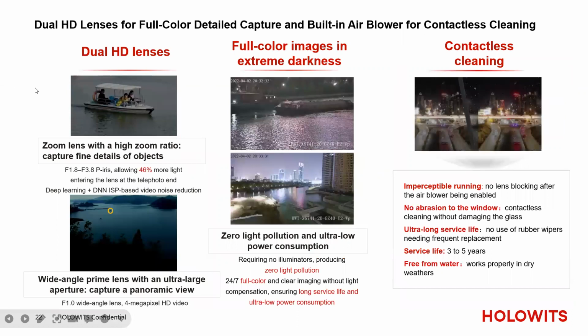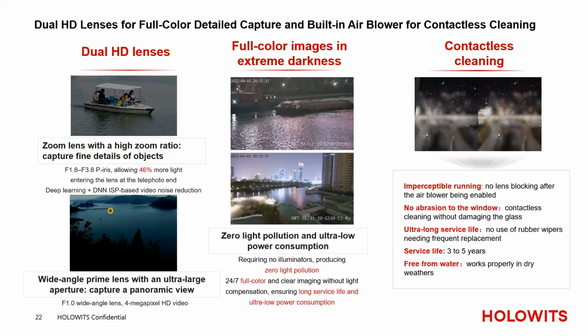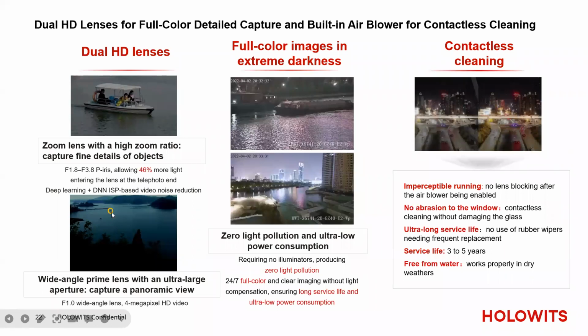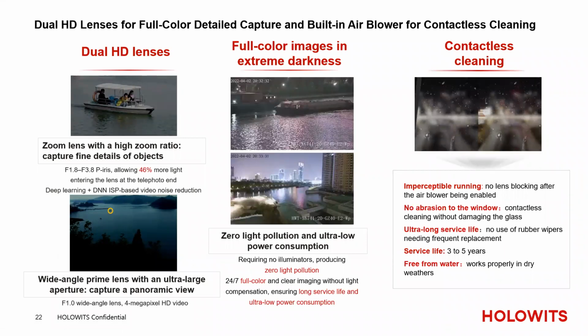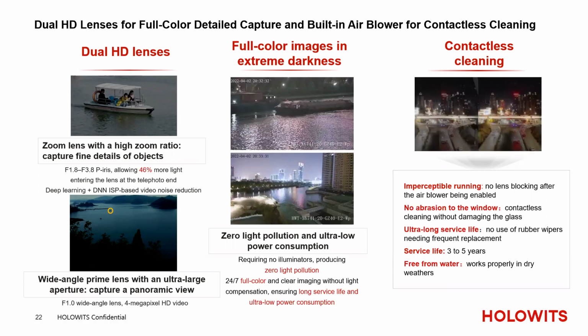This picture shows its three main features. The first is dual HD lens. You can see the picture on the left. This view is captured by the prime lens, and you can see the bow is in here, just a little point. And the picture on the top is captured by the zoom lens. You can see the bow clearly, because its focal length is 208 mm.